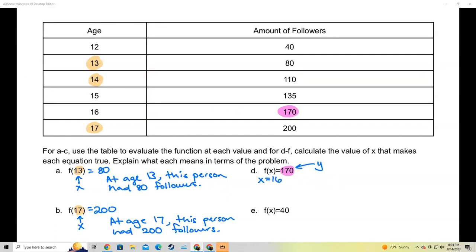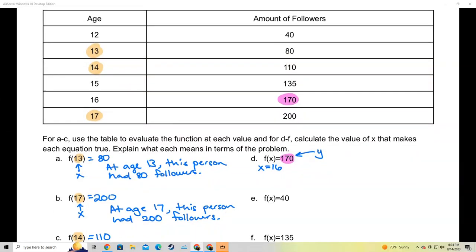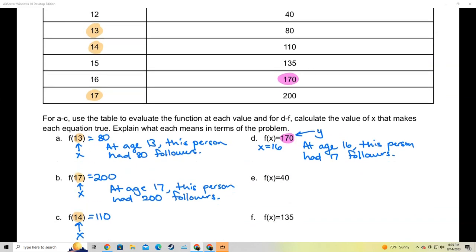And now that I know that information, now I can write my sentence. You still start with your inputs, which in this case is going to be 16. So my sentence is going to look like at age 16, this person had 170 followers. Similarly, when I look at letter E, I notice that the 40 is on the outside, which means it must be a y value.